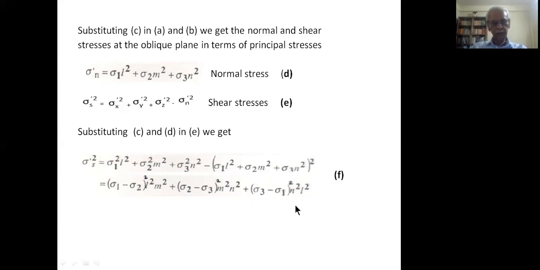So to find out the maximum value of the shear stress, what we have to do, we have to differentiate this with respect to the direction cosines, because we are rotating or changing the position of the inclined plane and finding out in which plane the value is maximum. Okay, so we do that.